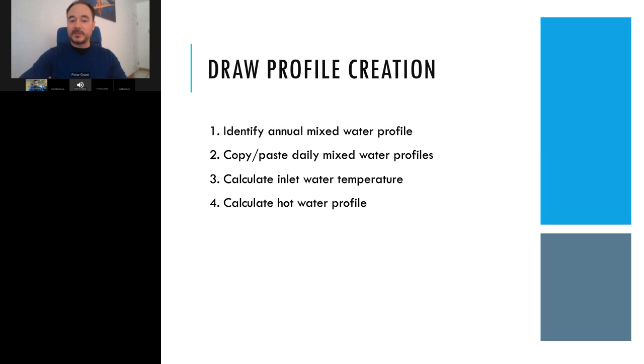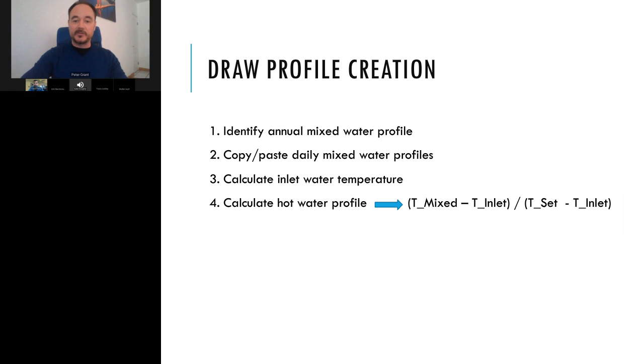And then fourth, you calculate the hot water draw profile. You do this by doing an energy balance. You've got your mixed temperature, you've got your calculated inlet temperature. T set can be the set temperature of the water heater. And then you've got your inlet temperature again, and you just do an energy balance at the fixture to figure out what the hot water flow rate has to be.